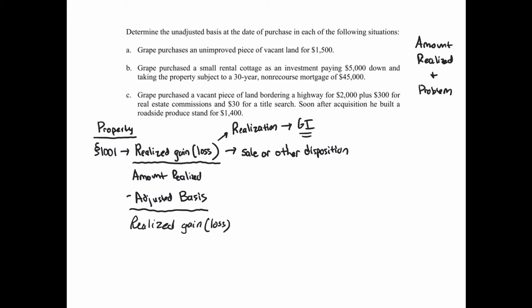Sale or other disposition: a sale is when you convert property for cash. You can have an exchange, where you're converting property for other property. You can have involuntary conversions, like a hurricane comes, destroys your house, and you get insurance money. Or the city condemns or seizes your property through eminent domain to build a highway through it. Voluntary or involuntary, regardless, if you have property, you have to worry about Section 1001, calculating the realized gain or loss.